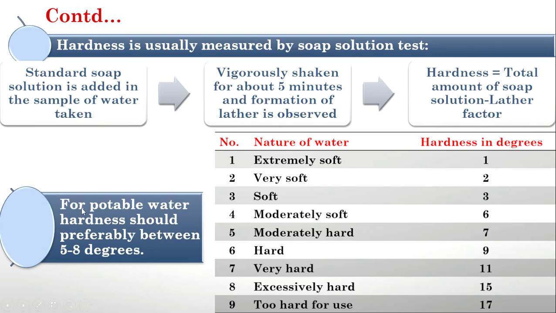For potable water, the hardness should preferably be between 5 to 8 degrees. Here there is a table showing the hardness in degrees and the nature of water. When the hardness is too low, the water is extremely soft. Extremely soft water is not good for health. So water should be moderately soft. 6 is acceptable. It should not be too soft or too hard.